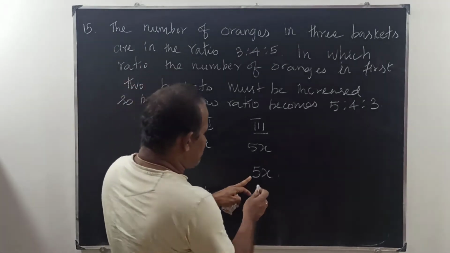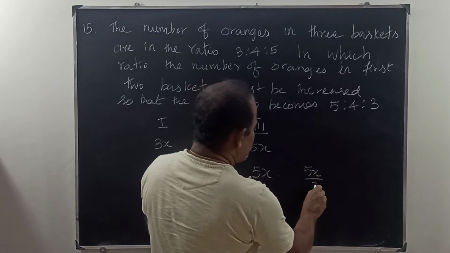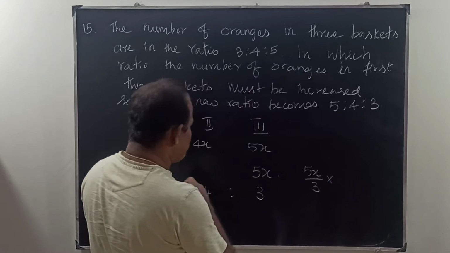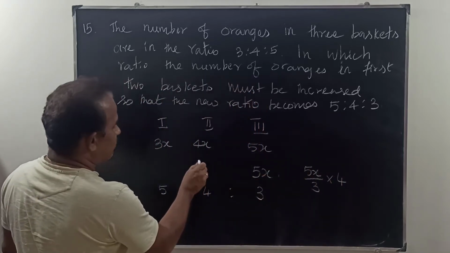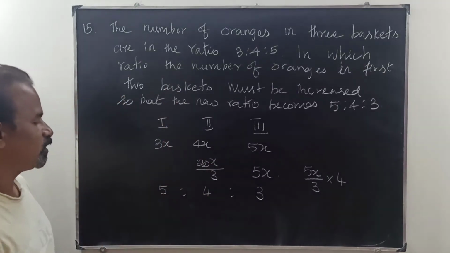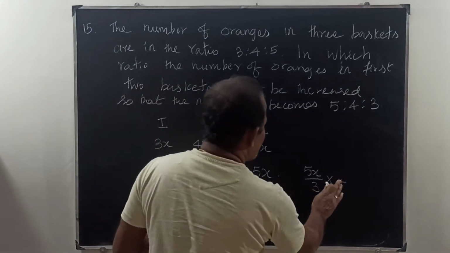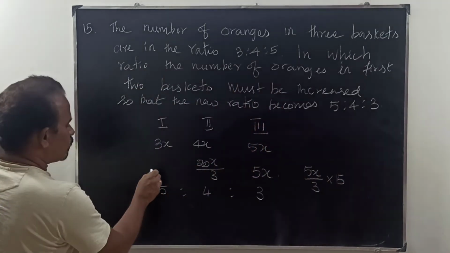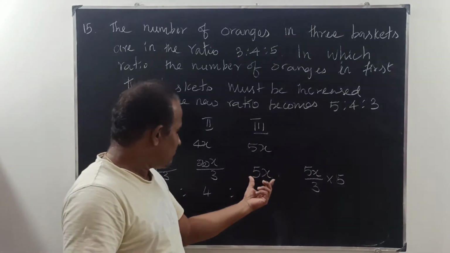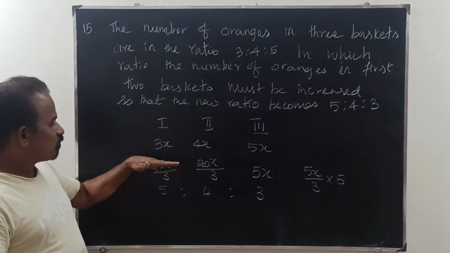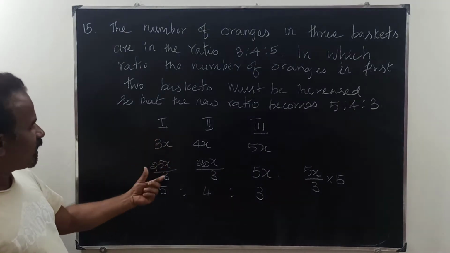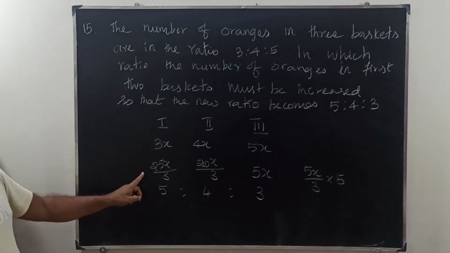If this 5x is 3 part, therefore what is 1 part? 5x by 3 is 1 part. Therefore multiplying by 4 you will be getting 4 part, which is nothing but 20x by 3. Similarly, here we need 5 part, 5 into 5x by 3, so this is 25x by 3. So this is 3 part, this is 4 part, this is 5 part. This is original. After increment this will be the oranges.